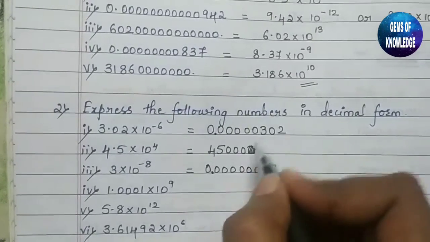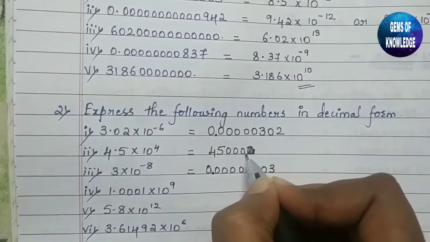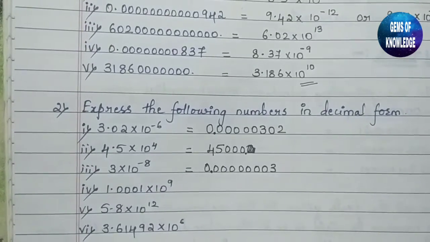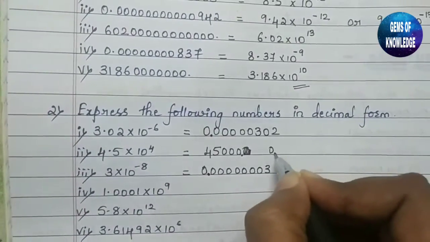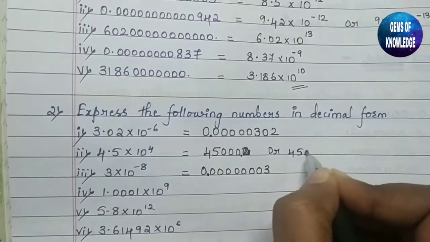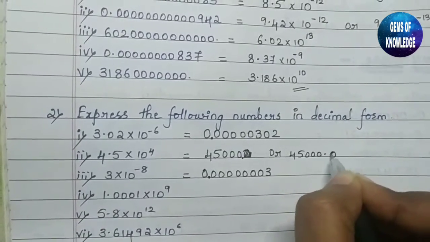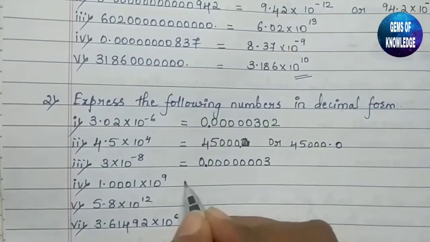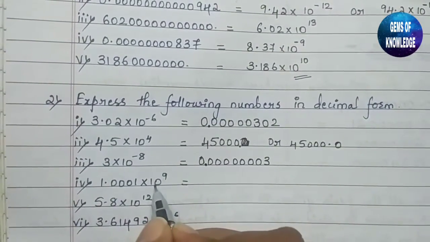Okay, and here also if you write the point here with the 0, the answer will be similar. There will be no difference in the answer. Okay, you can even write it like this, 45000.0. The answer will not be wrong. It is correct only.